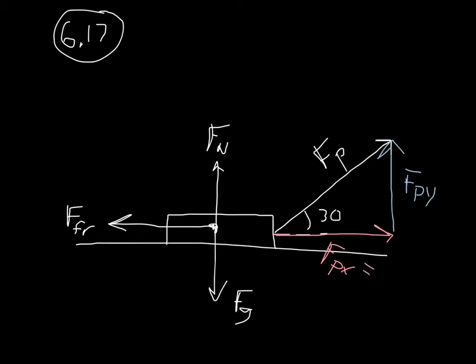Let's write Fpx in terms of Fp. What is Fpx relative to that angle? It's the adjacent side, so it's going to be Fp times cosine of 30. What about y? Fp sine of 30. Anything else we can do at this point? No, I think we've broken everything down as much as possible.